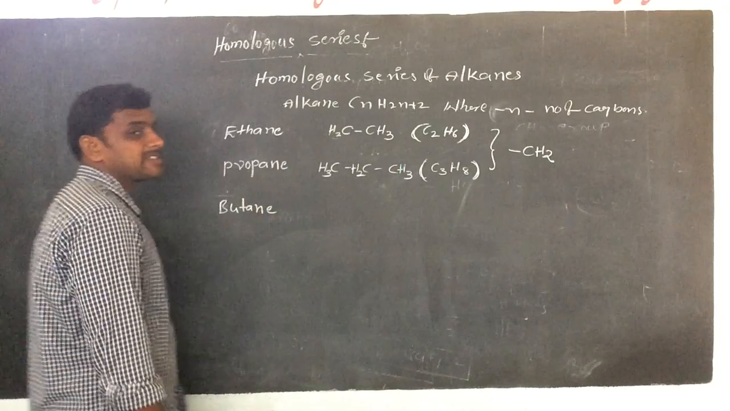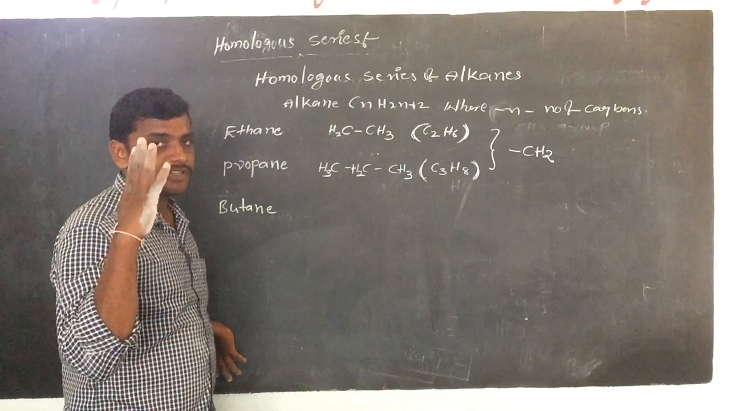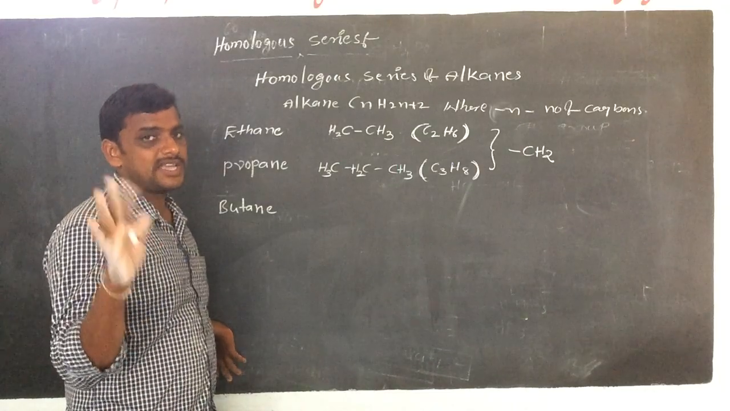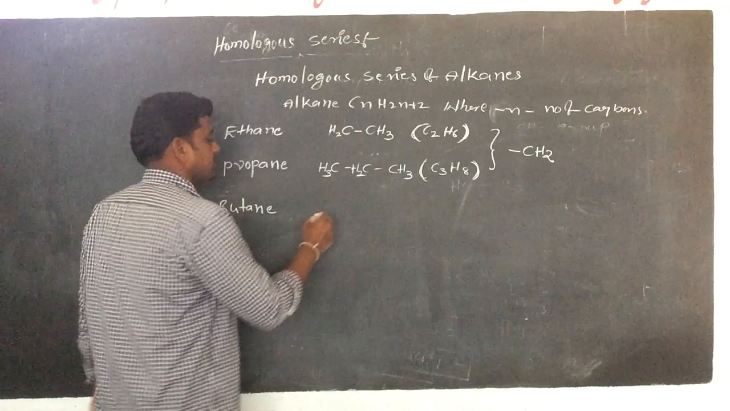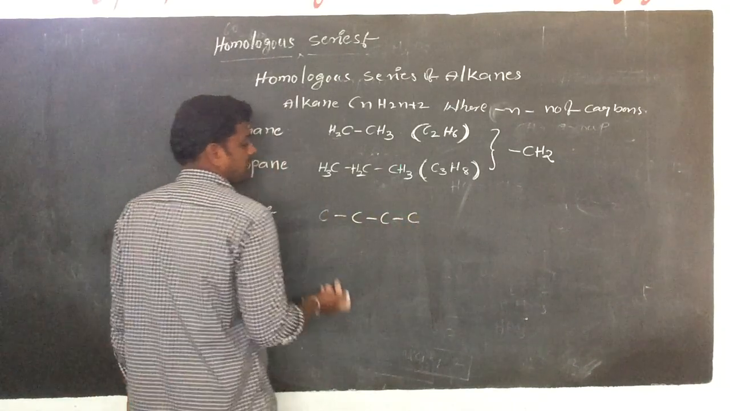Bute means how many carbons are in the parent chain? 4. An "ane" means all single bonds. Right? C single bond C, single bond C, and single bond C.